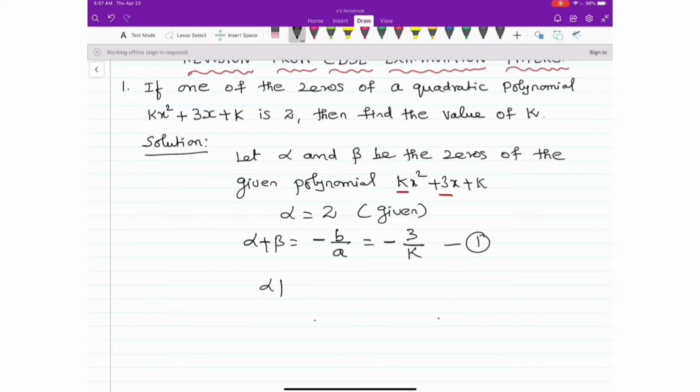Then alpha beta, the product of zeros, is equal to c by a. C is nothing but the constant term. Here the constant term is k and the coefficient of x square is also k. So I can write over here k by k, which is equal to 1. Let me name this as 2.